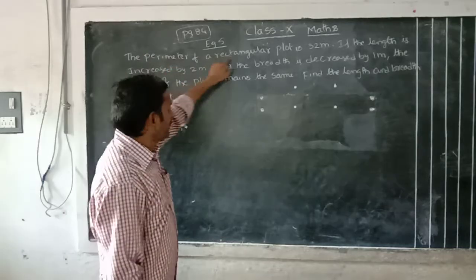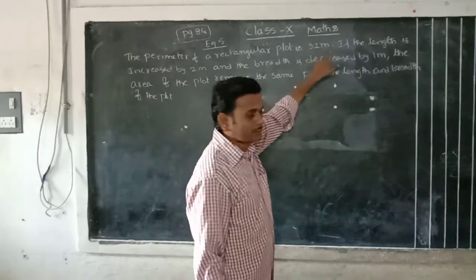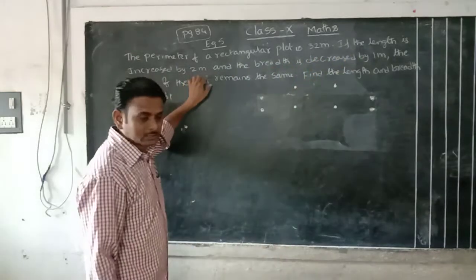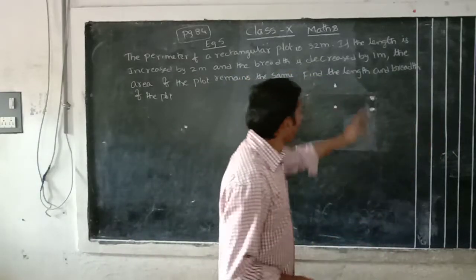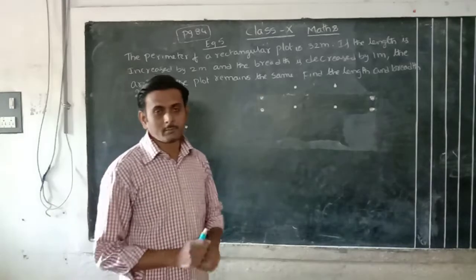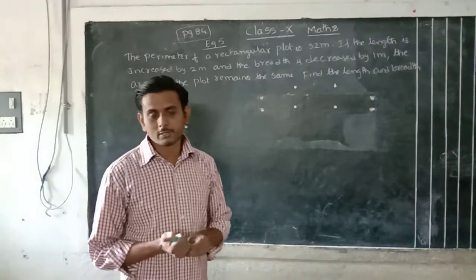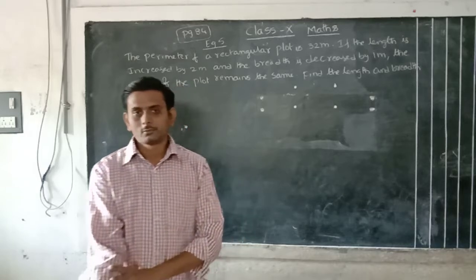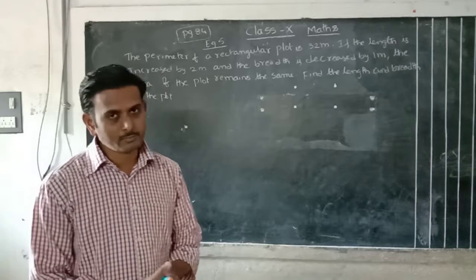The perimeter of a rectangular plot is 32 meters. If the length is increased by 2 meters and the breadth is decreased by 1 meter, the area of the plot remains the same. Find the length and breadth of the plot. In your textbook they use a graphical method to solve this, but here we have to learn the elimination method.